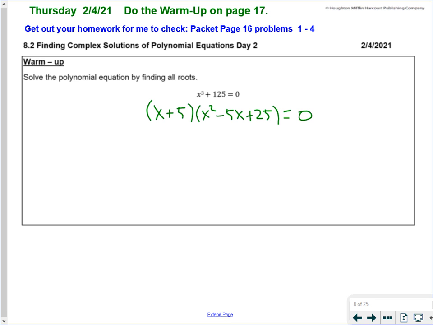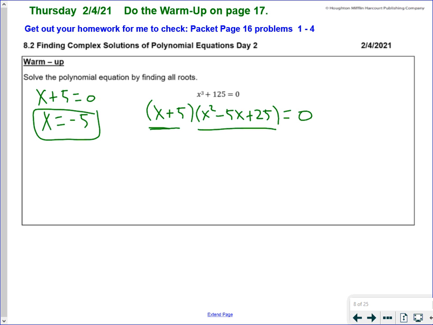And what we're going to do now is set each factor equal to 0, and solve for x. So for the first factor, x plus 5, we set that equal to 0, we get x equals -5. So that's one zero of this polynomial.